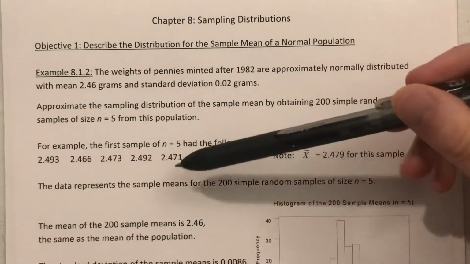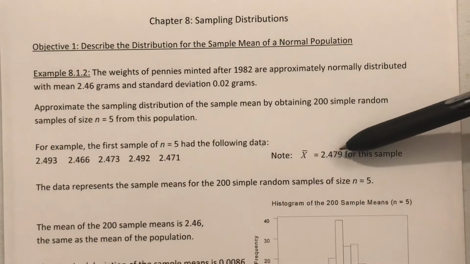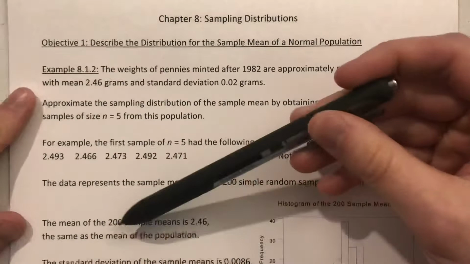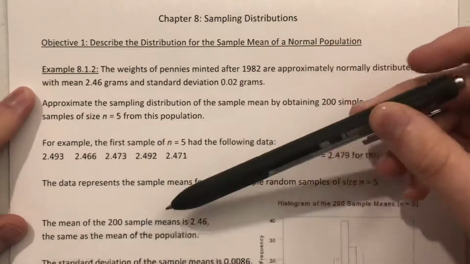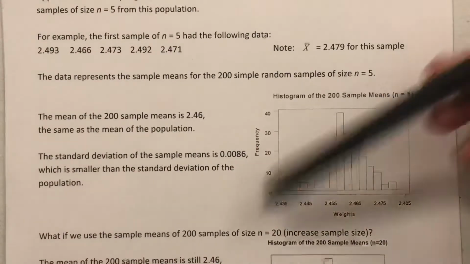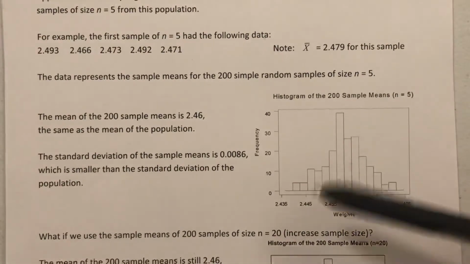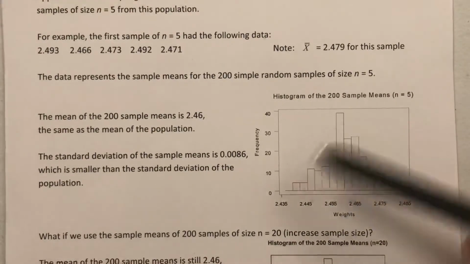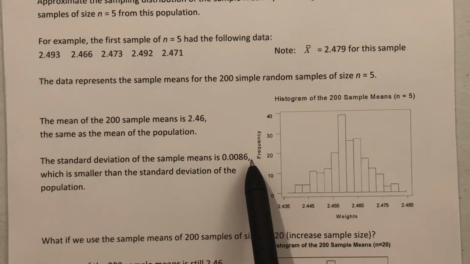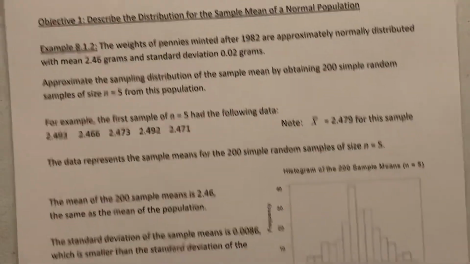Taking a sample of size 5, here's one sample, one collection of numbers, and it's got a mean of 2.479, right? And so what if we took 200 samples of size 5? Well, here's a distribution of what 200 random samples from this population could look like. What we want to notice is that this data set has a standard deviation of only 0.0086. Now that's definitely a lot smaller than that 0.02 that we saw before.